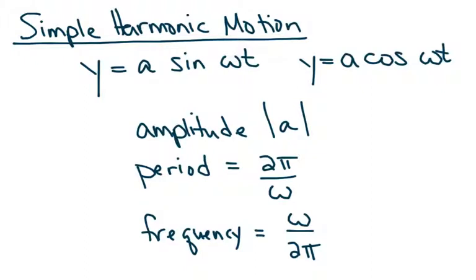But we're also going to talk about frequency. Frequency is just the reciprocal of period, so it's omega over 2 pi. It's the number of cycles per unit of time.